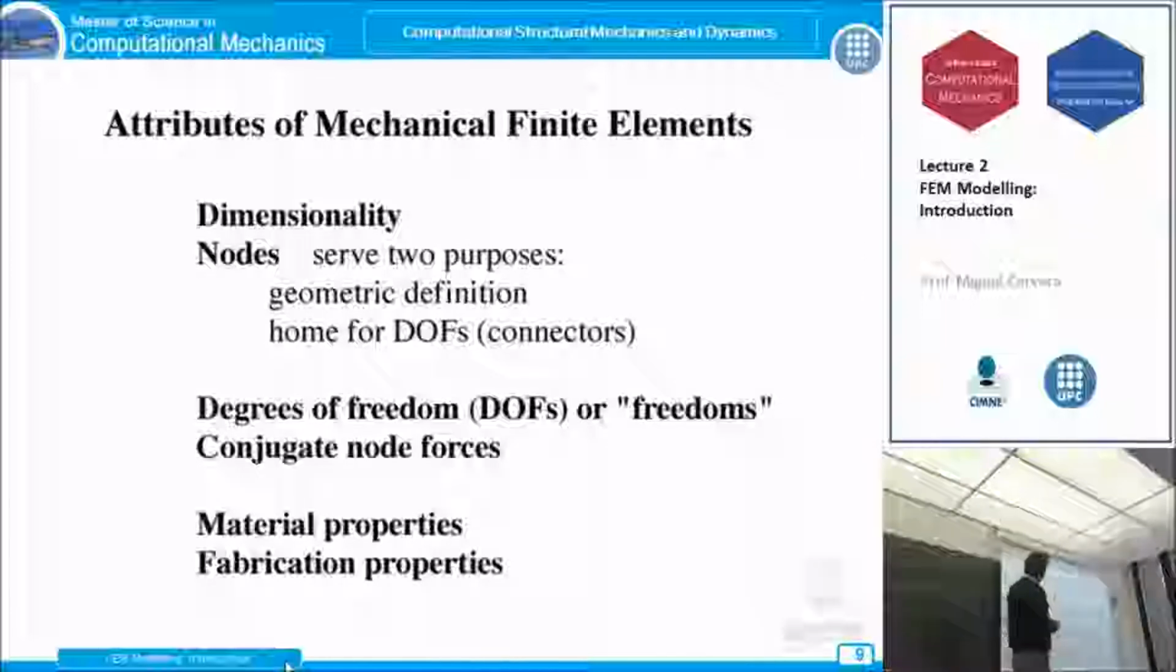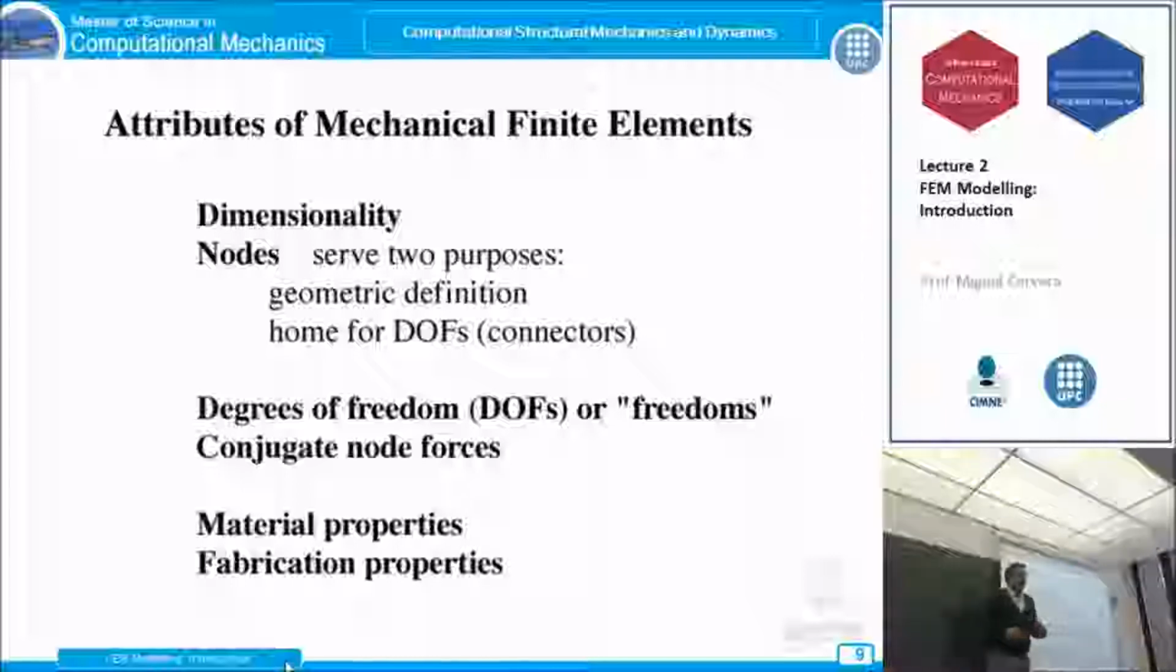Now, a mechanical finite element has a number of attributes. So let's make a list. For instance, a finite element has a dimensionality. We have 1D finite elements, 2D finite elements, 3D finite elements. We have axisymmetric finite elements. Okay? You will also see we have infinite finite elements, which is a contradiction in itself. Now, you will see them.